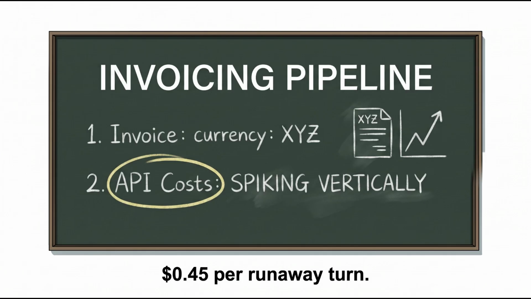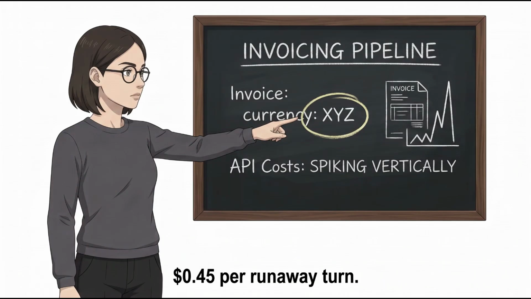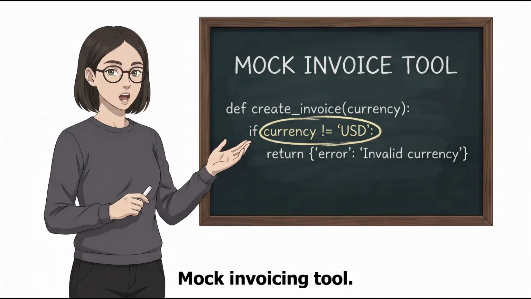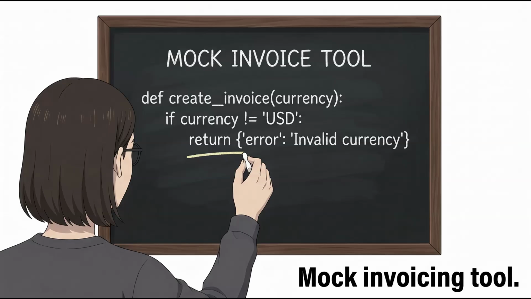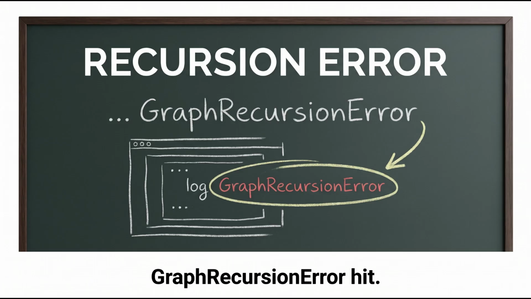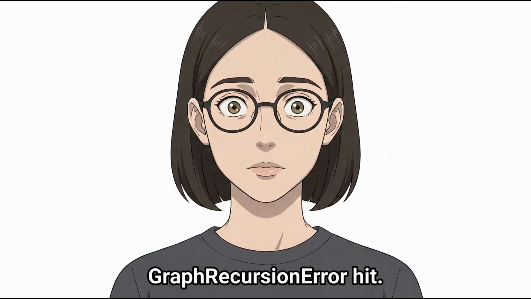While building an invoicing agent, a validation error on a currency code triggered an infinite loop that quickly burned through my entire API budget. The orchestrator just kept spinning. To see how this happens, we can build a minimal test agent with a mock invoicing tool. If the currency is not USD, it returns a clear validation error. When we execute it, the agent enters a runaway state. It repeats the identical call over and over again until hitting the framework's hard recursion limit and crashing with an error.